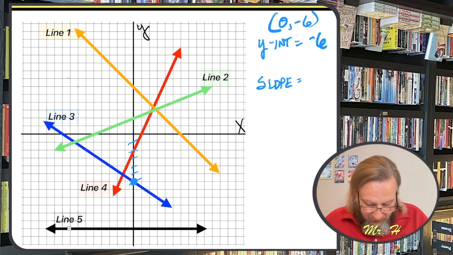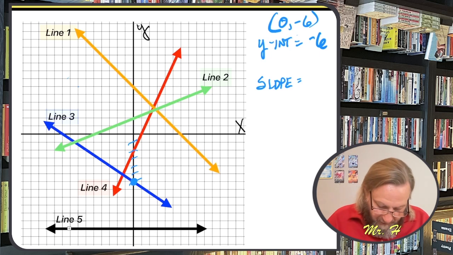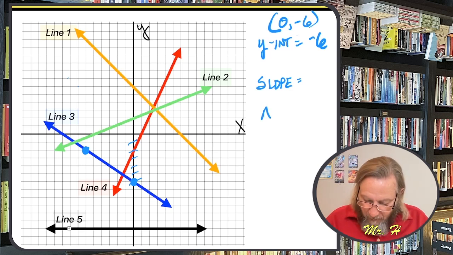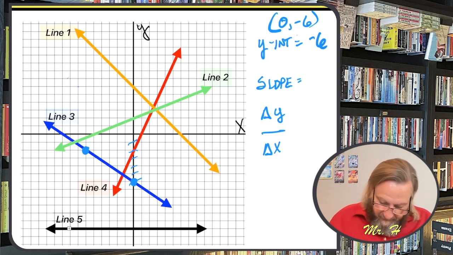Let's take a look at the slope. I'm going to look for a point on the blue line that crosses a nice intersection of the lines. I'm going to use this point right here. So I've got that point, and then I've got my y-intercept. And because we're doing slope, we're going to look at the change of y divided by the change of x, delta y over delta x. So let's take a look at the delta y first.